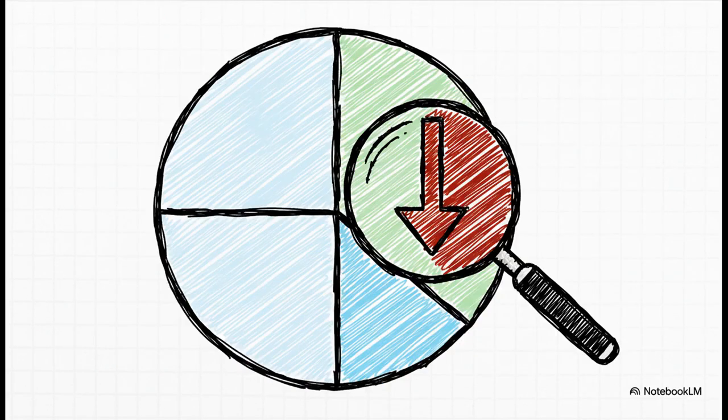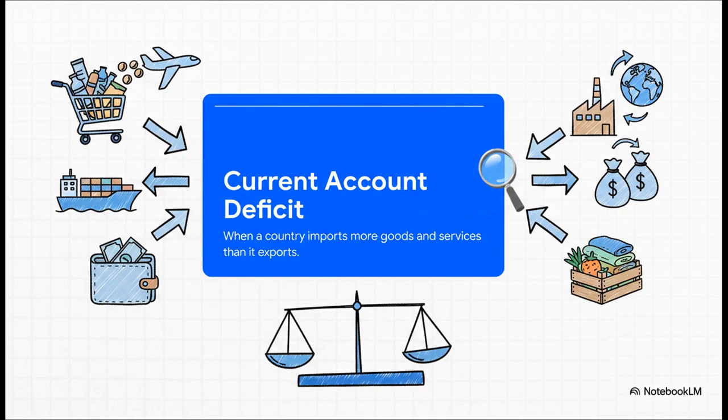And here is the absolute key takeaway. When you hear about a trade deficit on the news, they are not talking about the entire balance of payments. Nope. They are almost always talking about a deficit in just one piece of the puzzle, the current account. So, a current account deficit just means that a country is buying more stuff from the rest of the world than it's selling to them. Now, that's not automatically a bad thing. It could mean the country is bringing in money to finance productive investments. But if it goes on for too long, it's definitely a number that makes economists pay very close attention.